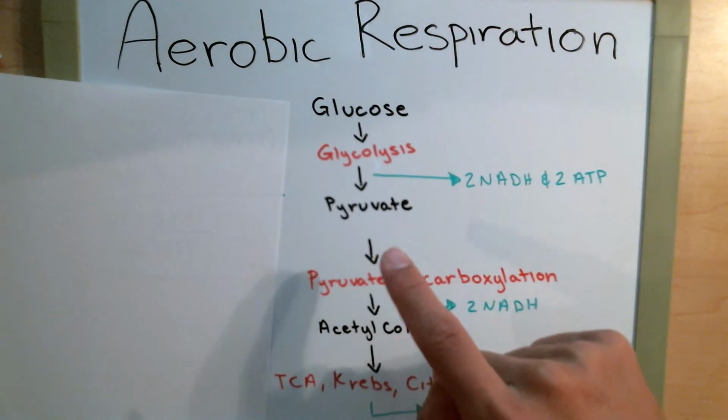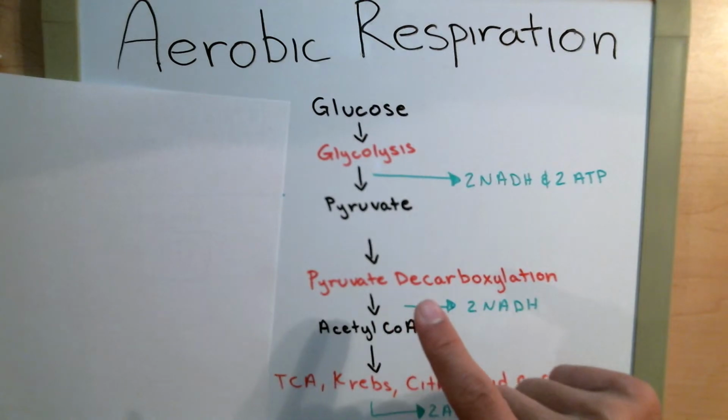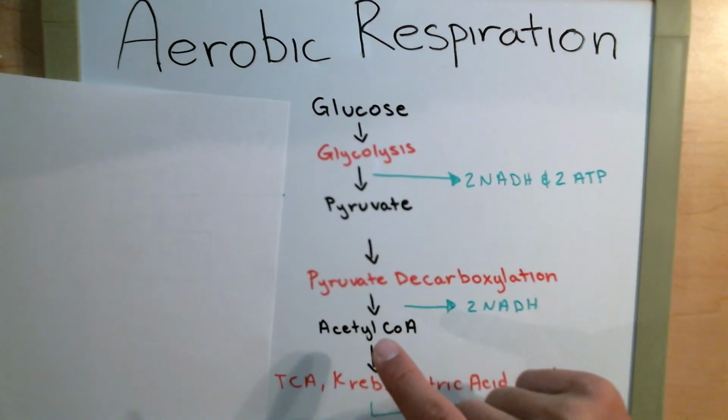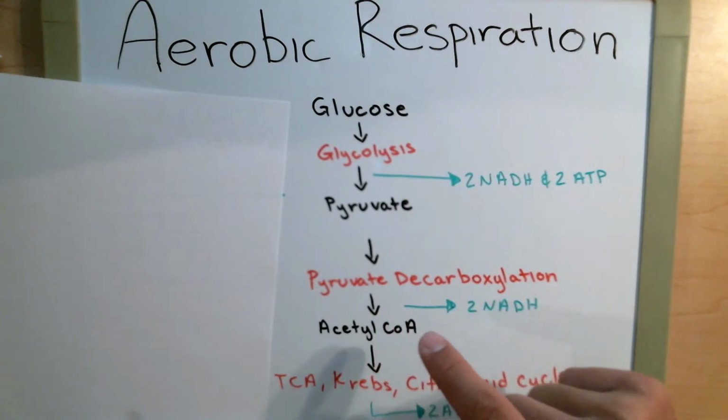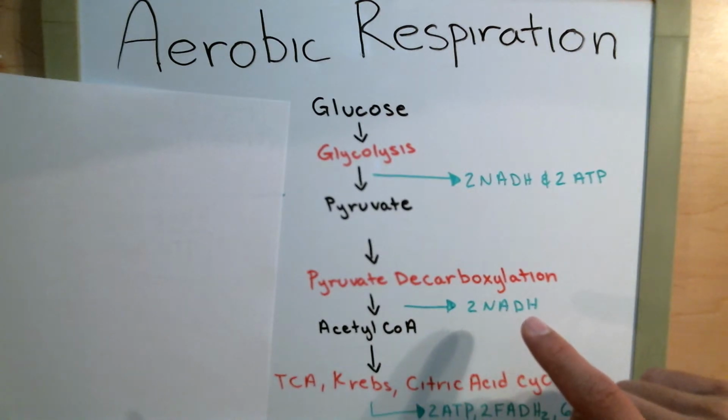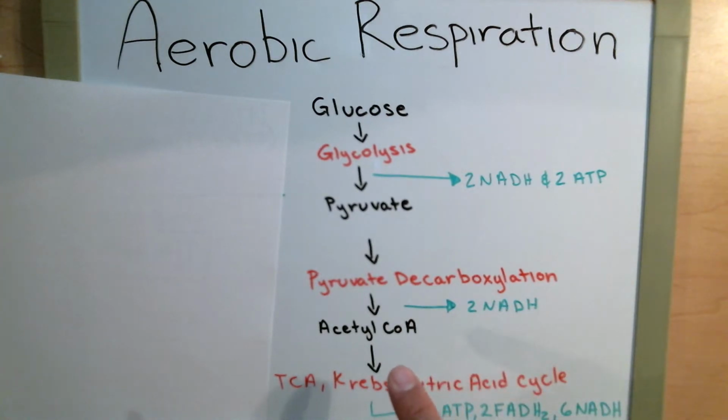Afterwards we'll take that pyruvate and put it through pyruvate decarboxylation to get acetyl-CoA. And in doing so we create 2 NADH molecules. The acetyl-CoA will go through a process known as TCA, Krebs, or citric acid cycle. They're all the same thing. From that, we get 2 ATPs, 2 FADH2s, and 6 NADH molecules.